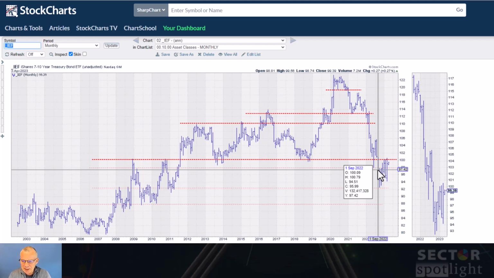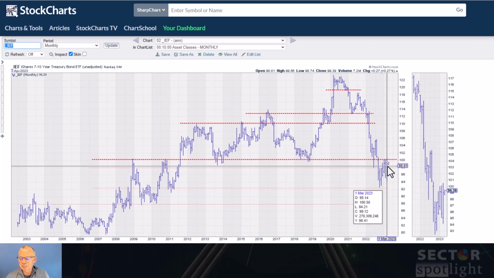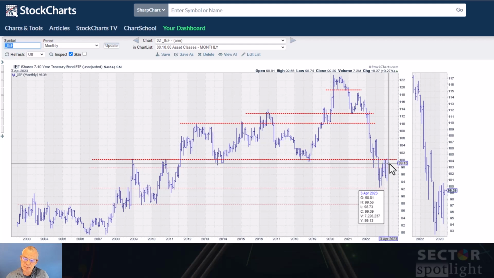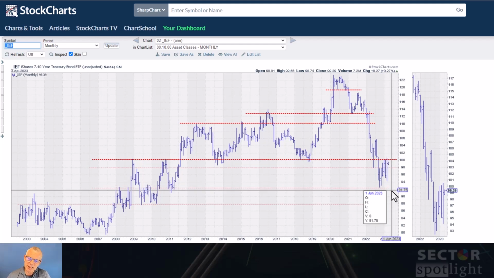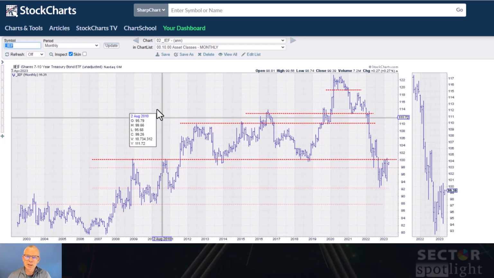But it is a very important level, and if we don't break it, then yields remain elevated, because if this goes lower, it means that yields are going up. I think we have to make that a caveat, something to be aware of when we look at the chart of the stock market.